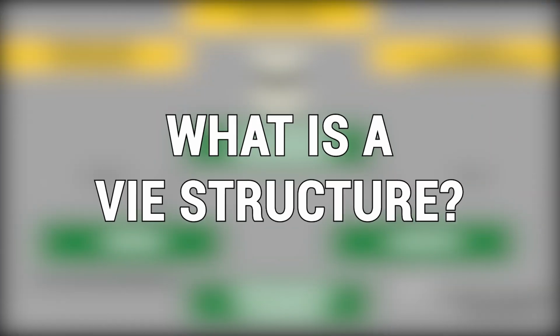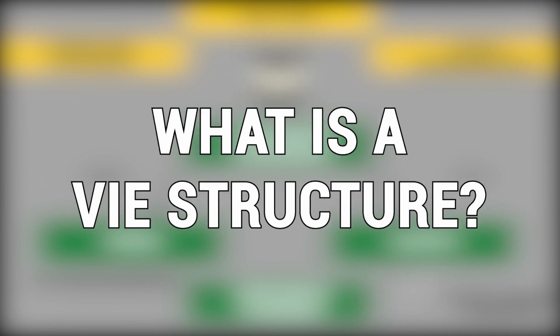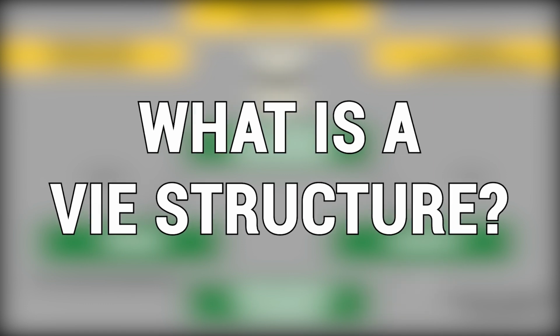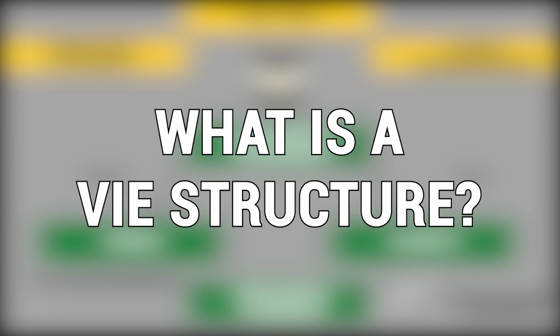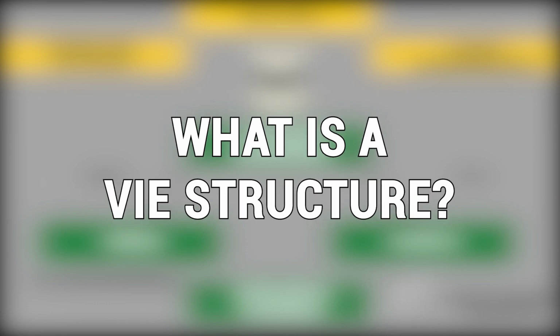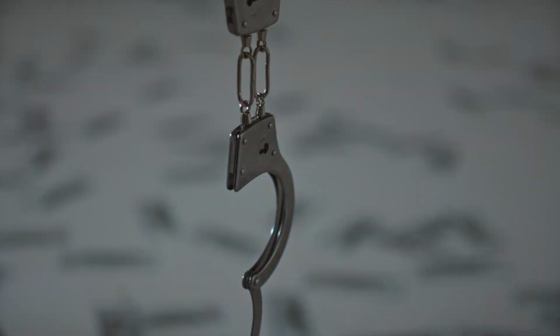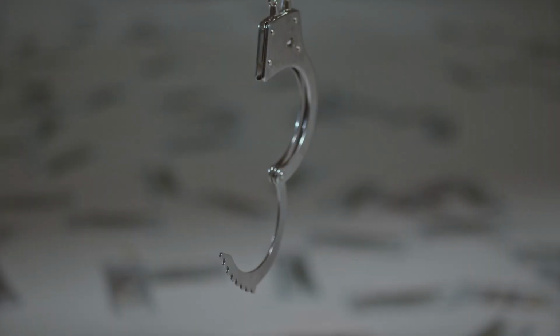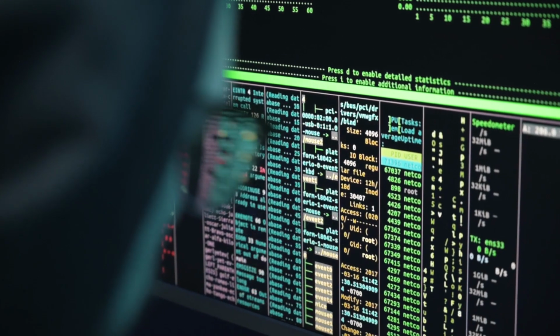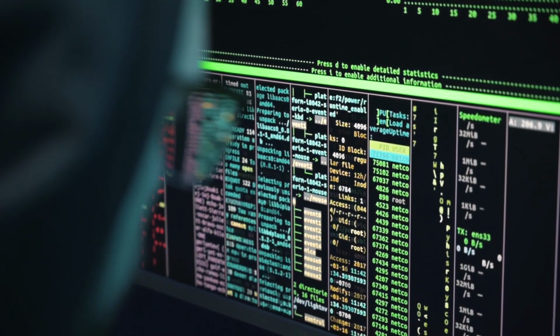So what exactly is a VIE structure? I've seen many people talk about VIEs, but never explain the risks of investing in them and how it works. It is currently illegal for foreign investors to invest in most Chinese industries. As a result, Chinese companies have used VIEs as a loophole for this restriction.